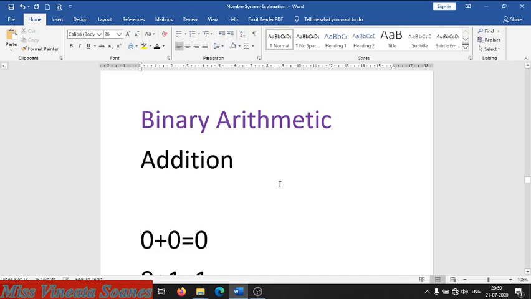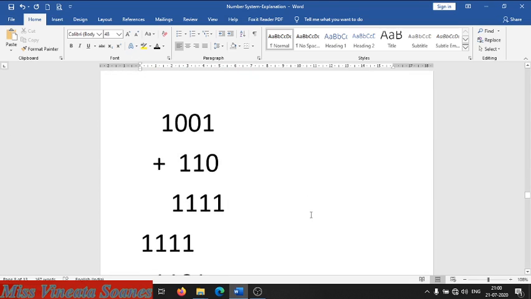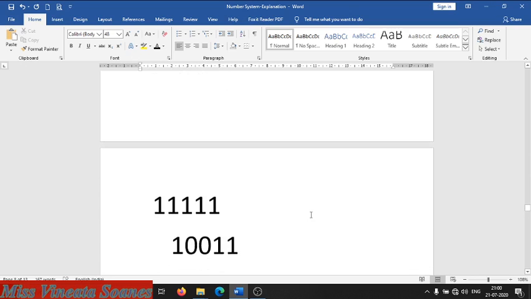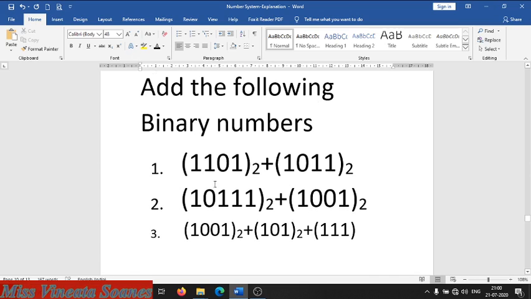Welcome back everyone. In the previous video, I illustrated the way we do addition with binary, and that is a part of binary arithmetic. I have also shown you some exercises on how we do it, and I've given you an assignment on how you can add the following binary numbers.